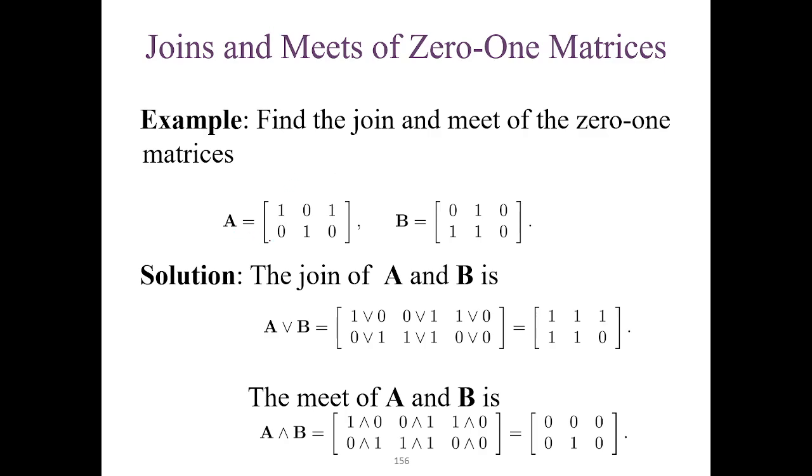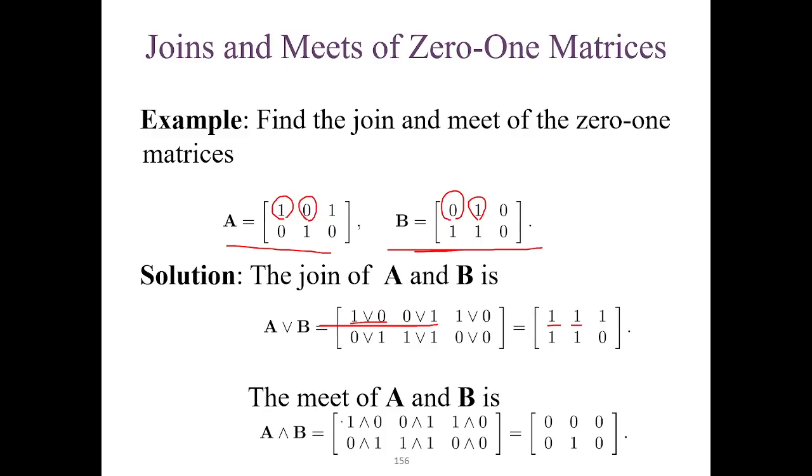So if we have A and B like this, to find the join of A and B, we find the corresponding elements and calculate the join of these two elements. So for 1 and 0, 1 OR 0 is 1. The second element, 0 and 1, so 0 OR 1 is also 1. Following this operation, you can calculate all entries of the join matrix of A and B.